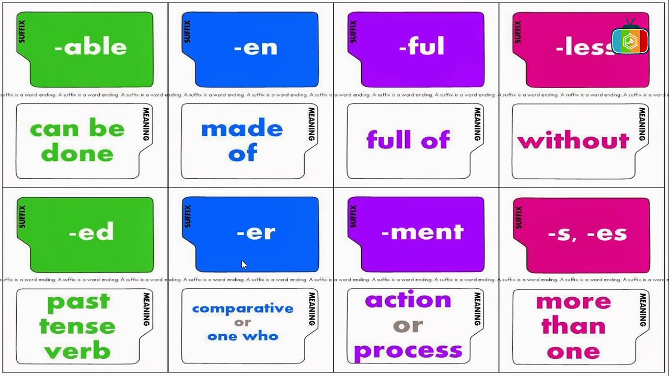Now here we have some examples of suffixes like able, which means can be done, and here we have en, which means made of. Here we have full, which means full of. Here we have less, which means without. Here we have ed, and we add it to form the past tense of a verb. Here we have er to form a comparative or one who. Here we have ment, which means action or process. And finally, we have s or es to form the plural of a noun.